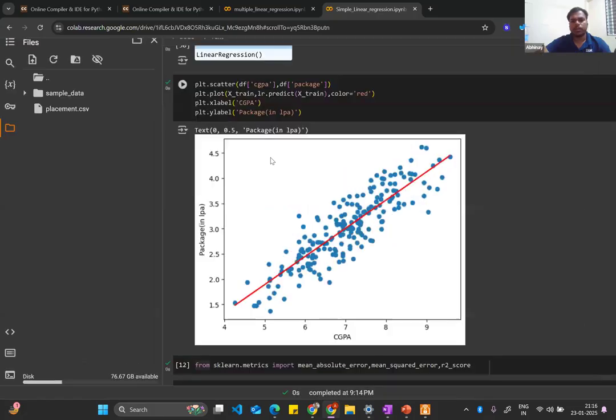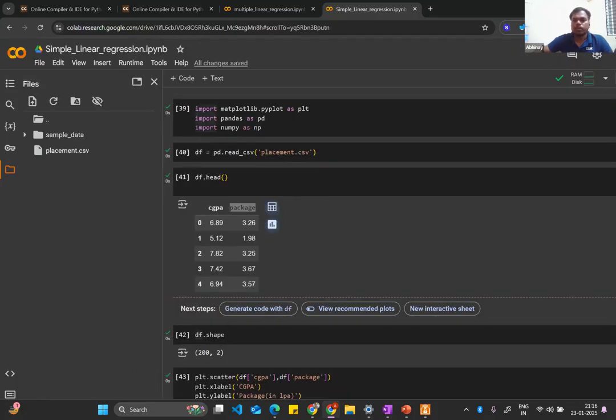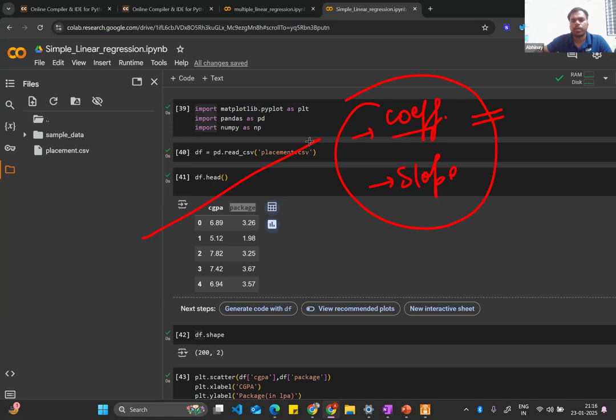So to see this value, we will use a kind of parameter: the coefficient and the slope. These two parameters will basically tell you the result. This will be the coefficient of the linear line you have made, and this will be the slope of that linear line.